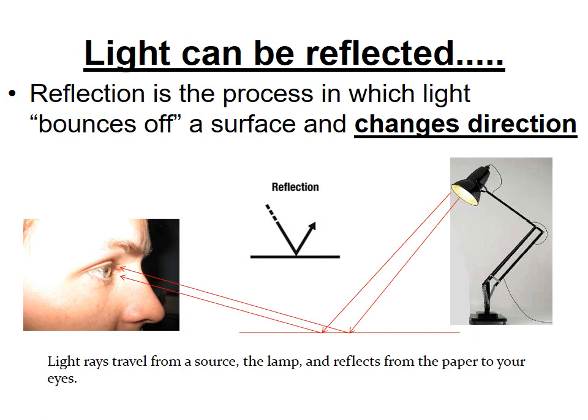Here we see reflection, which is a process of basically light hitting a surface and bouncing off that surface. That is reflection. So here a lamp sheds light onto a surface, the light rays bounce off into this person's eyes here, and that person can see the surface.